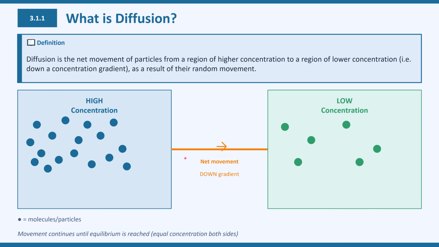Examiners give marks for examples. Choose simple ones like perfume spreading in a room, ink spreading in water. By using these kinds of examples, you get full marks for questions like: what is diffusion, define diffusion, explain diffusion.